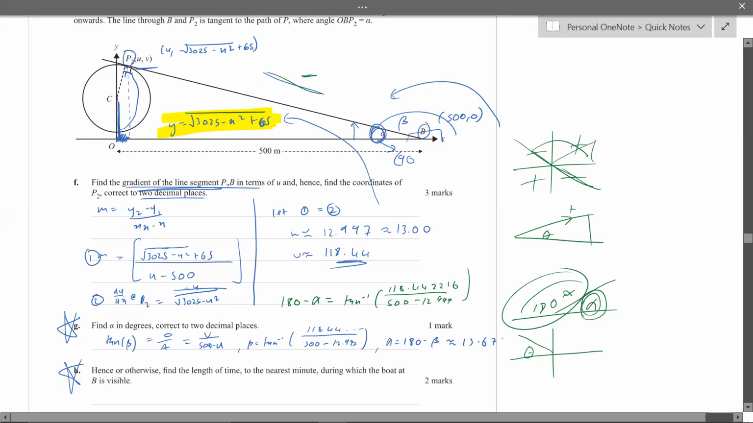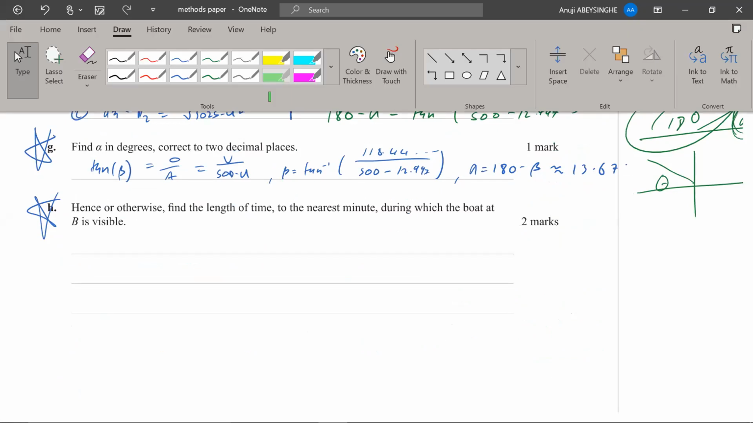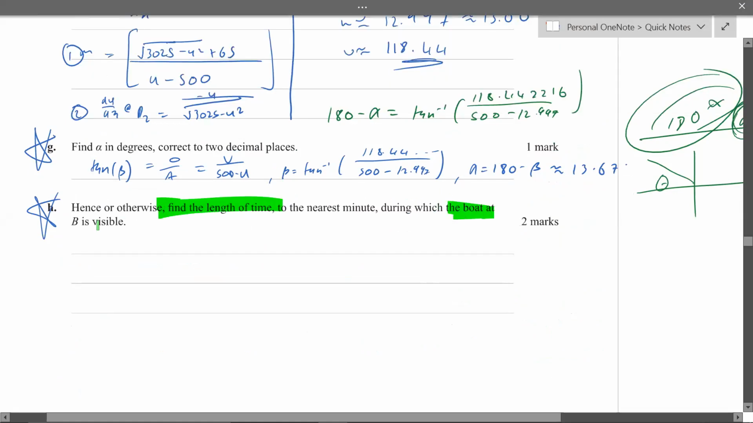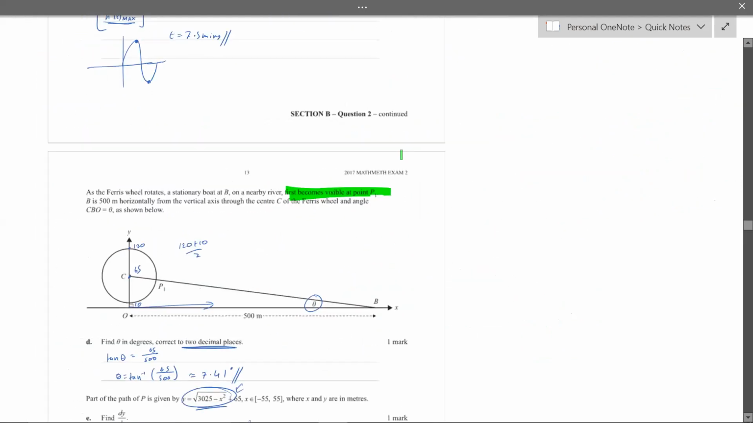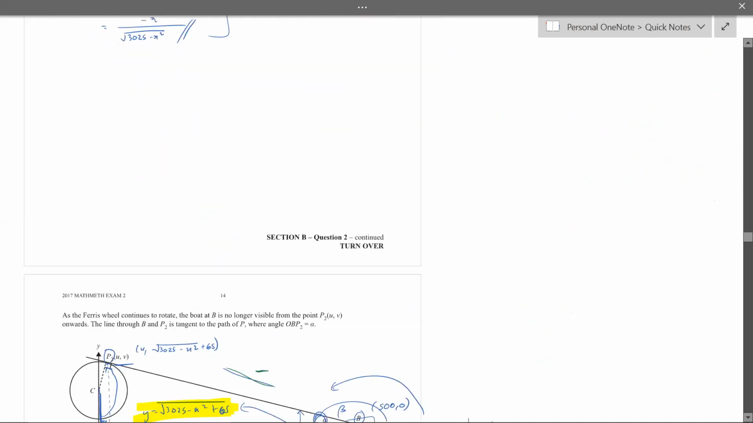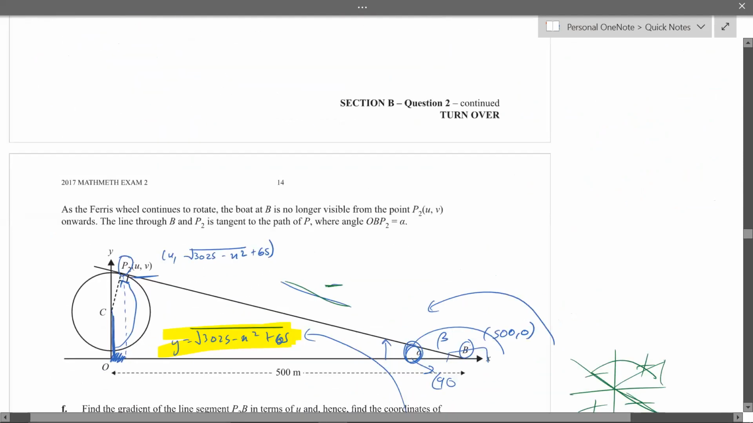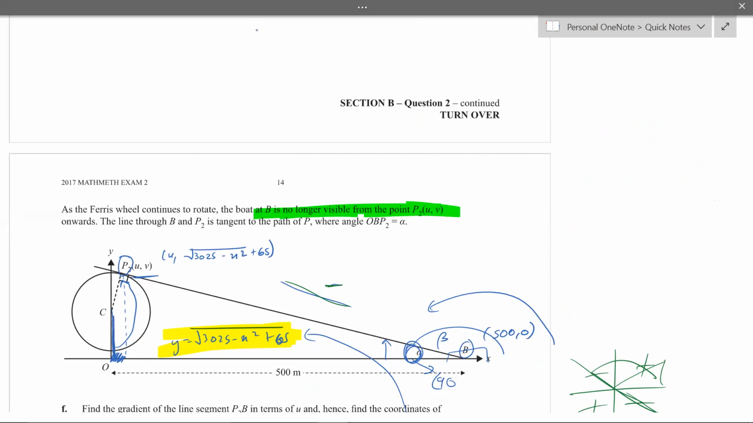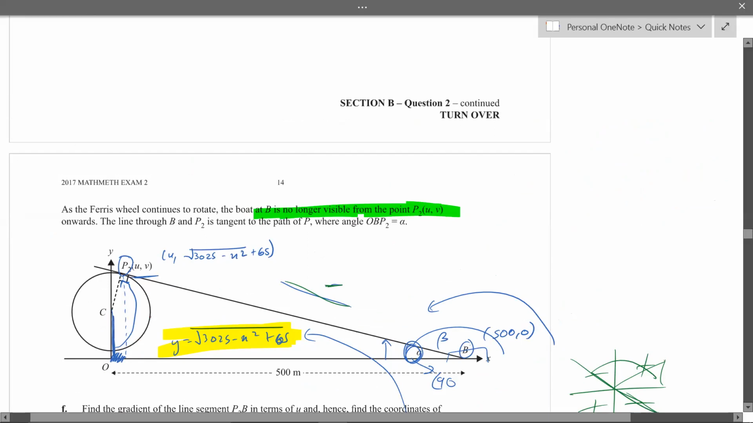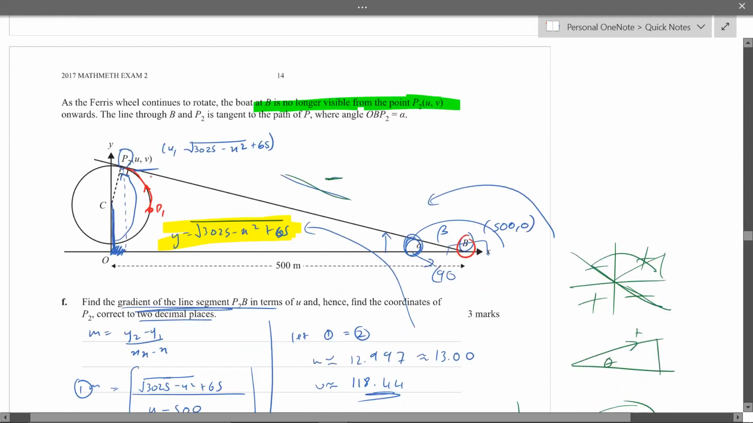So next question. It's asking for the length of time, to the nearest minute, during which the boat is visible. So if you go back to the previous question, it's first visible here. And then if you read the text for this question, which is reading time, it's no longer visible at P2. So the range of the motion for which the boat is visible is from P1 here to P2.